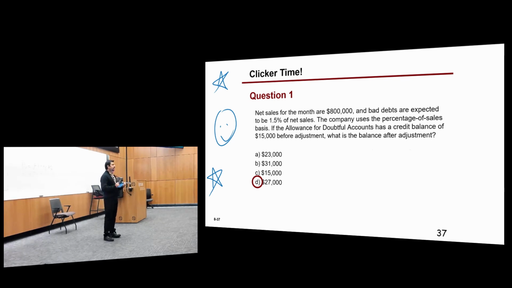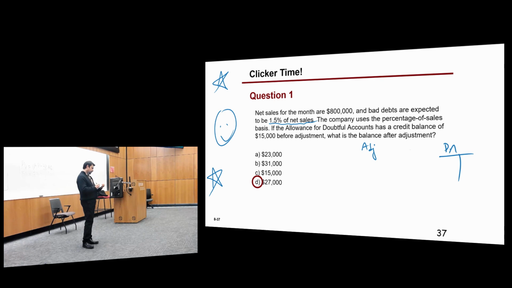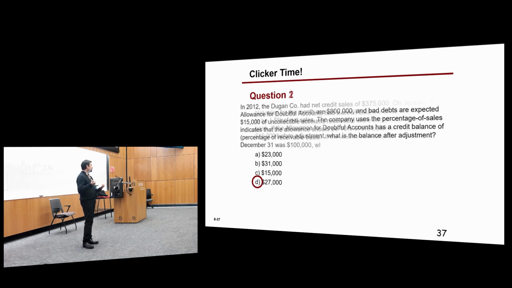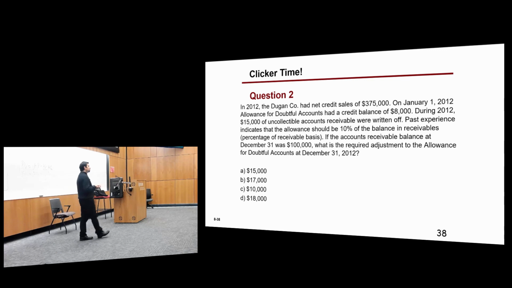Whenever you have a question like that, you first need to look at what method they are using. So they are using percent of net sales. You know that percent of net sales will give you the adjustment itself, right? It's not going to give you the ending balance. The company is using percentage of sales. Allowance for doubtful accounts had a credit balance of 15,000 before adjustment. What is the balance after adjustment? They are asking us to calculate the ending balance, right? This is what they want.